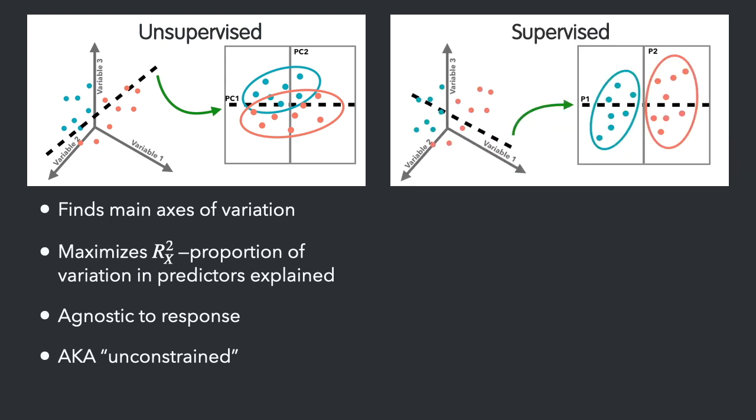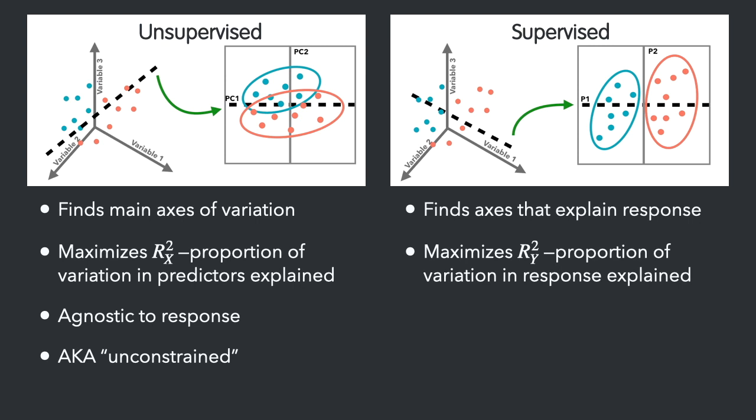A supervised analysis, on the other hand, is one that finds axes that explain the response. And so we get a very different axis in this example because the difference between the red and the blue is not along the spread of the data. So this is maximizing the r squared y. This is the proportion of variation in the response explained. This is actually just the traditional r squared, but I'm calling it r squared y to differentiate it from this proportion of variation in predictors explained, the r squared x. And this is a constrained analysis, it's also called.